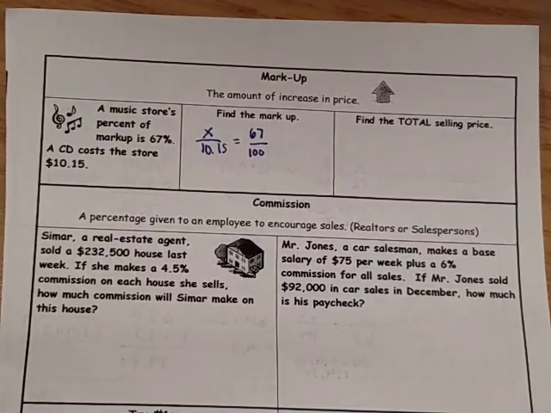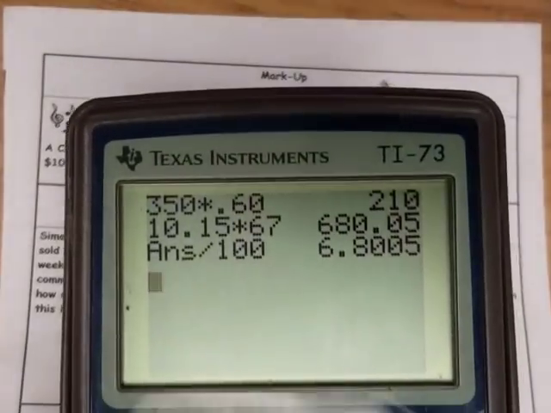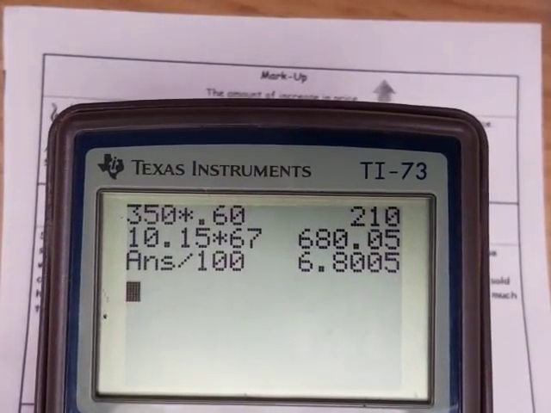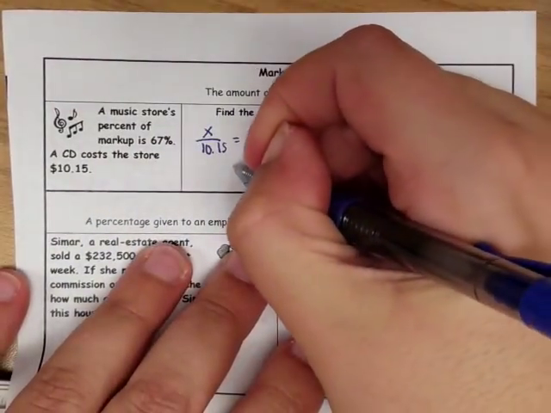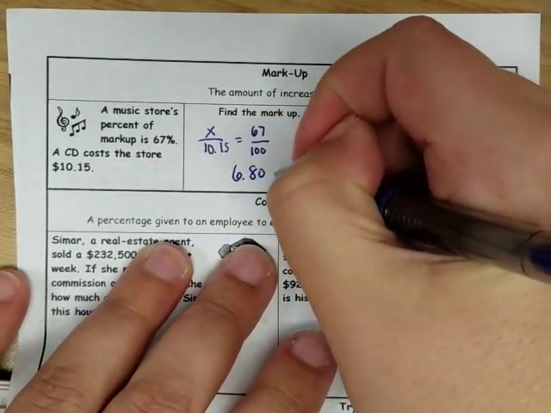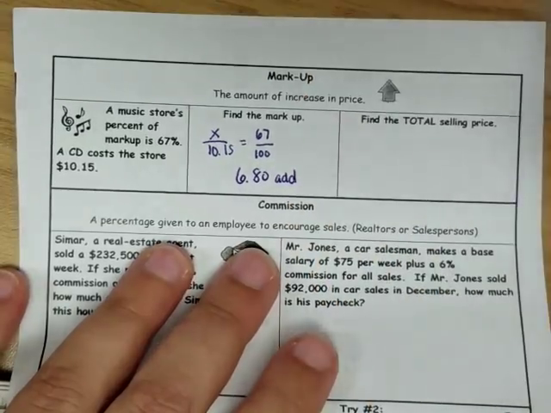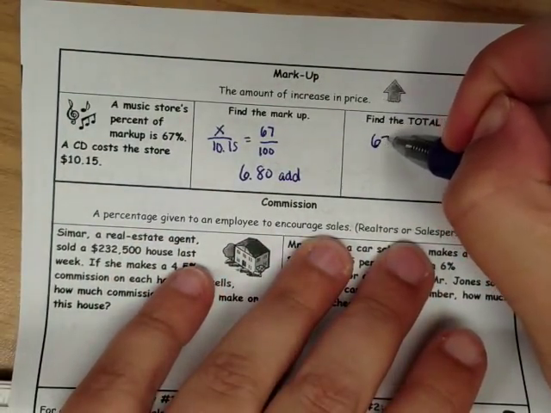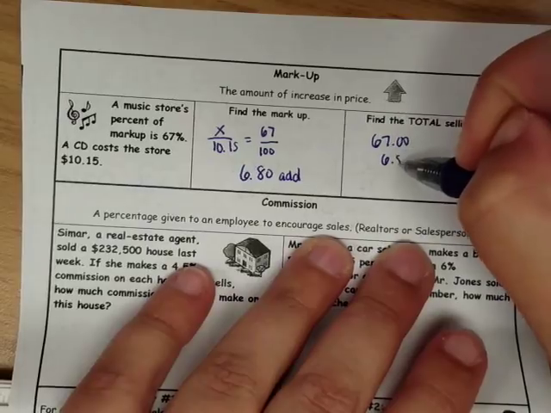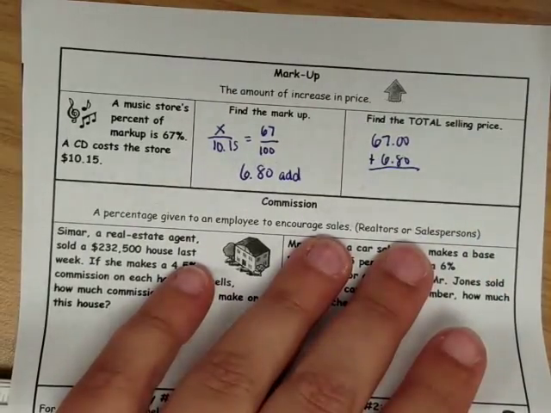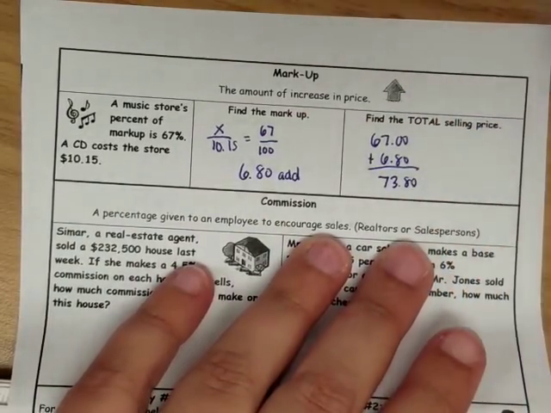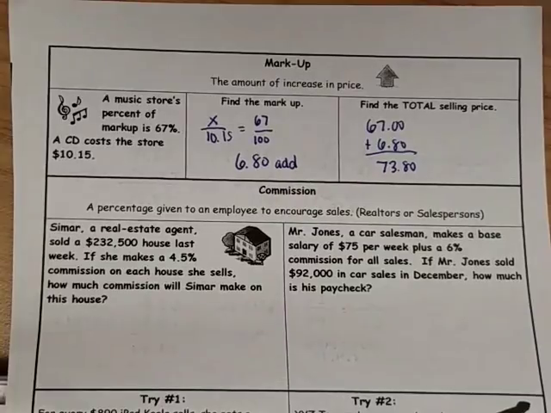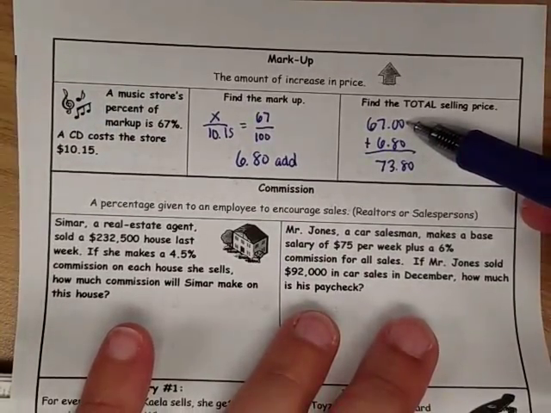And then I'm going to divide that by 100, and I get 6.8005. And so I'm going to round that to $6.80. So that's how much the store is going to mark it up. So this is what we're going to add to our original $67. So $67 plus $6.80 gives us $73.80. Now, another way we could do it is, well, you're paying the 100% that it already cost you.